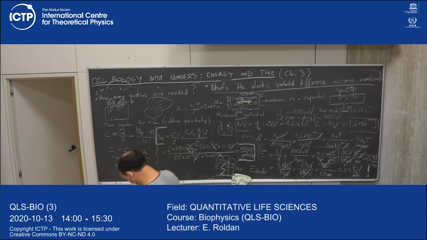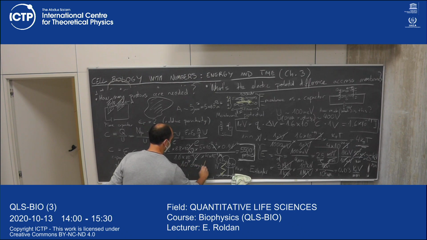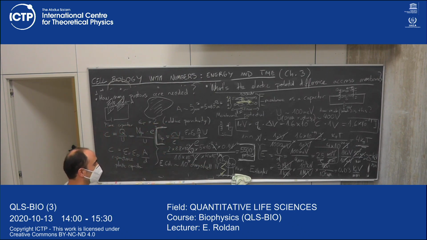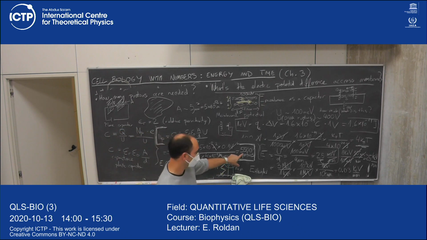And I finish just by saying that, for example, in E. coli, there are around 10 to the 8 charges per cell. So here we say to maintain the membrane potential, we need all these protons.